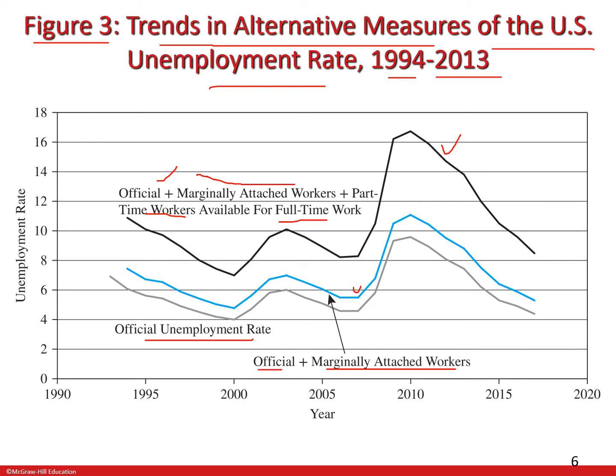So we can see that Figure 3 displays that the unemployment rate goes up by 1%, the gap here, when the marginally attached are counted as unemployed. So therefore, the unemployment rate is kind of underestimated.